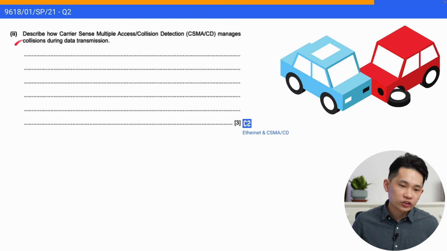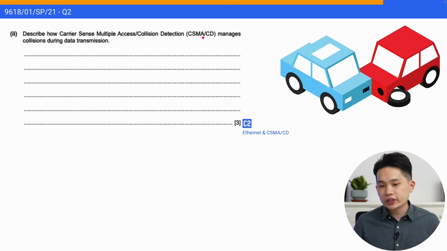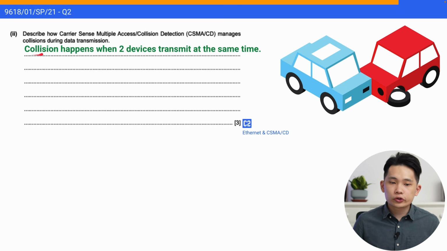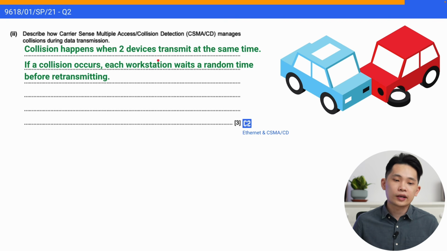Now let's look at the last question of question 2. Describe how carrier sense multiple access with collision detection, CSMA/CD, manages collisions during data transmission. So this is quite a common question that gets asked in past exams. So make sure you know how to answer this particular question. We can write, collision happens when 2 devices transmit at the same time. And then if a collision occurs, each workstation waits a random time before retransmitting. Therefore, this is how you could score 3 marks for this question here.